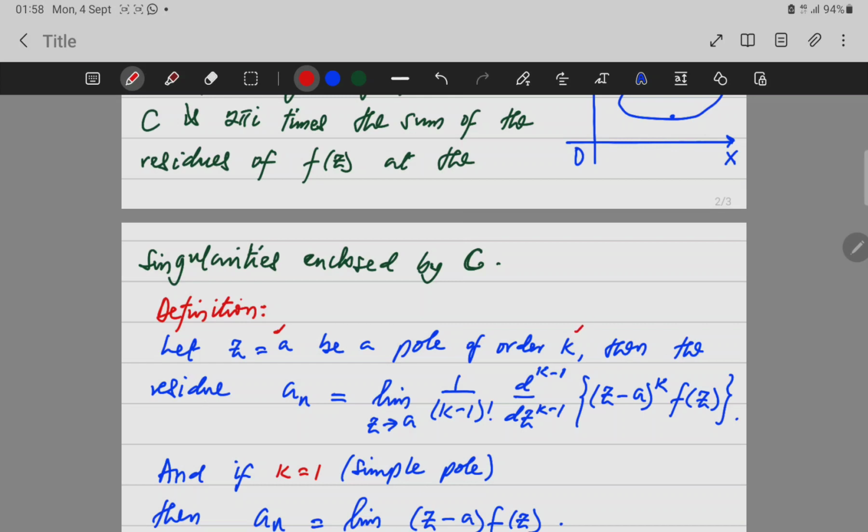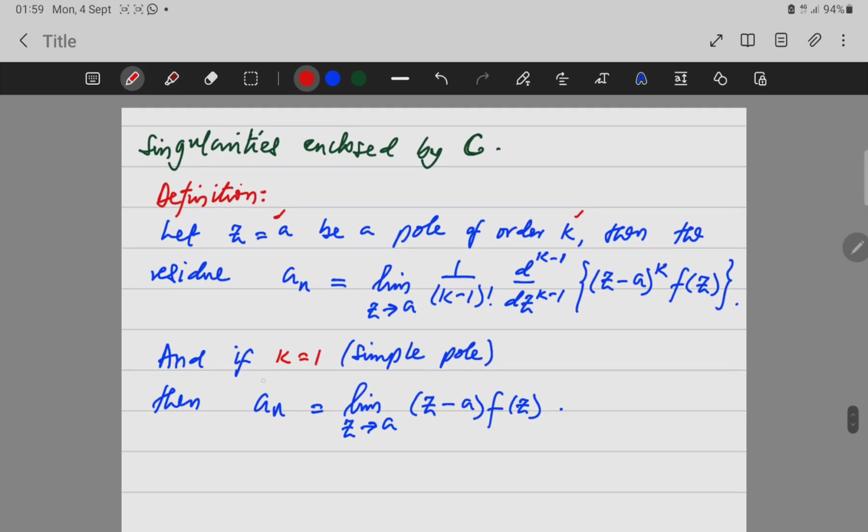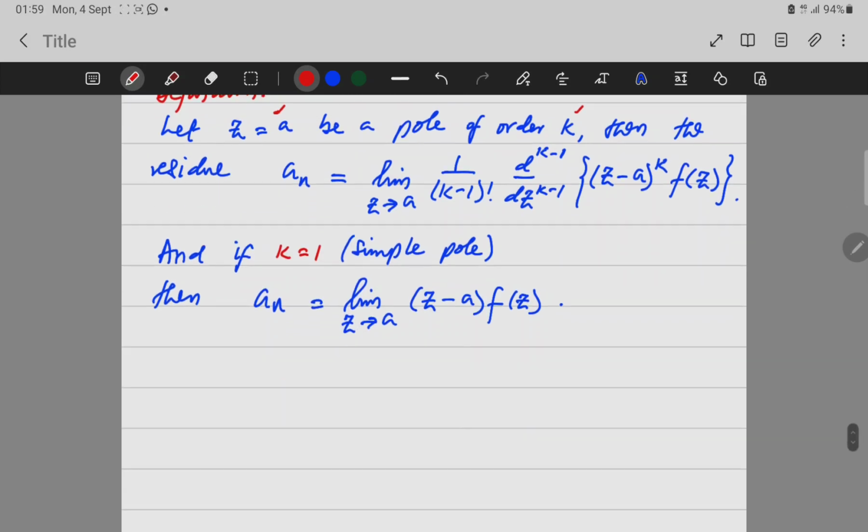Then the residue a_n is equal to the limit as z goes to a of 1 divided by (k minus 1) factorial, d^(k-1) over dz^(k-1) of (z minus a) raised to power k times f of z. And if k is equal to 1, a simple pole, then a_n is equal to the limit of (z minus a) f of z as z goes to a.